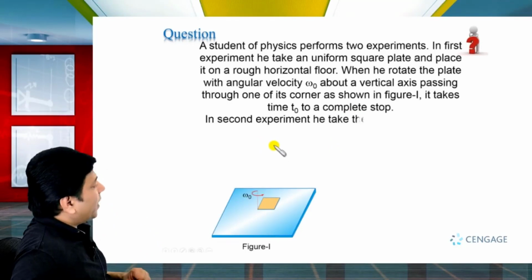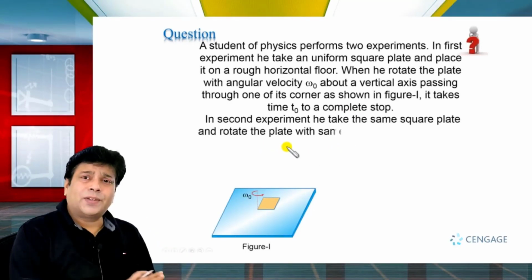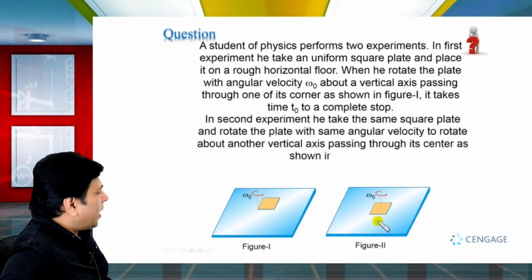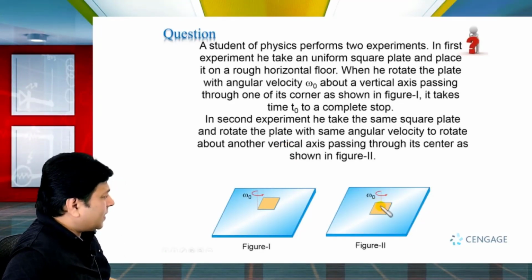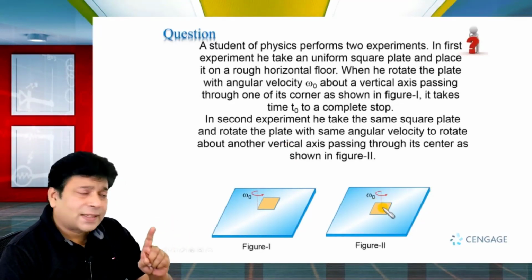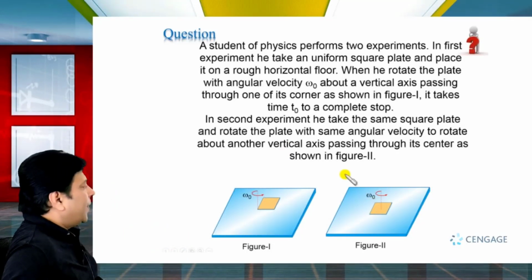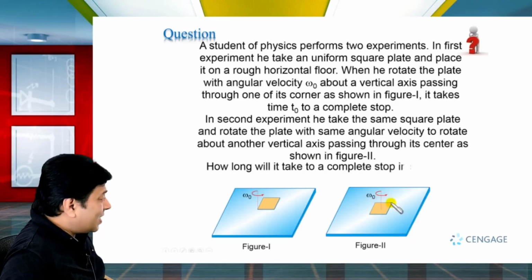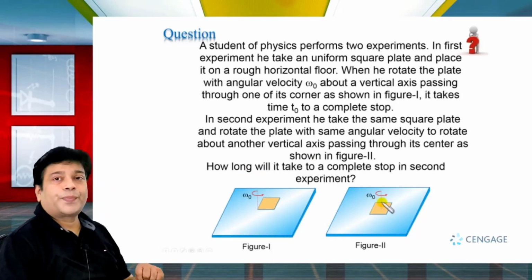In the second experiment, what happens? The same plate is taken. Now it is being rotated about this vertical axis. In this case, the vertical axis is passing through the center of the plate, and here we need to calculate the time when this plate will stop.